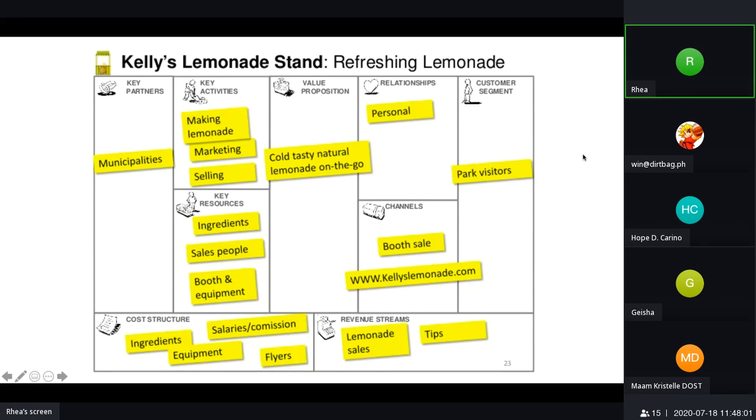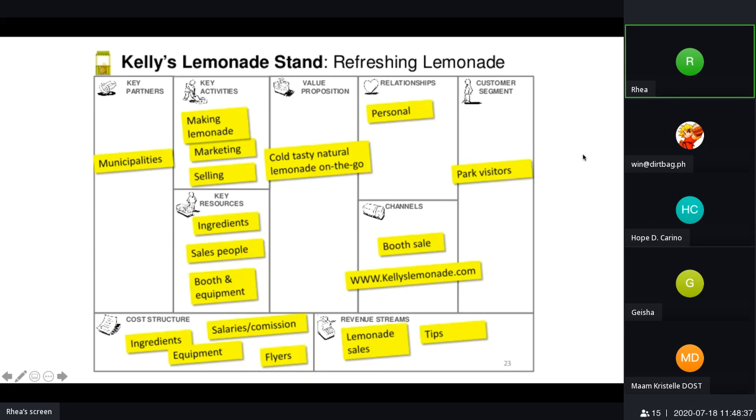Key resources, like what are the things I would need in order to come up with my lemonade? I need ingredients, right? I need the lemons, I need the water, I need the ice. I also need salespeople because what if there's not only one stall? I would want to have more stalls. So I need salespeople. And I also would need my booth and equipment. Like I would need an apron, for example, banners, for example. I need tarpaulins, for example. So that would be my key resources.